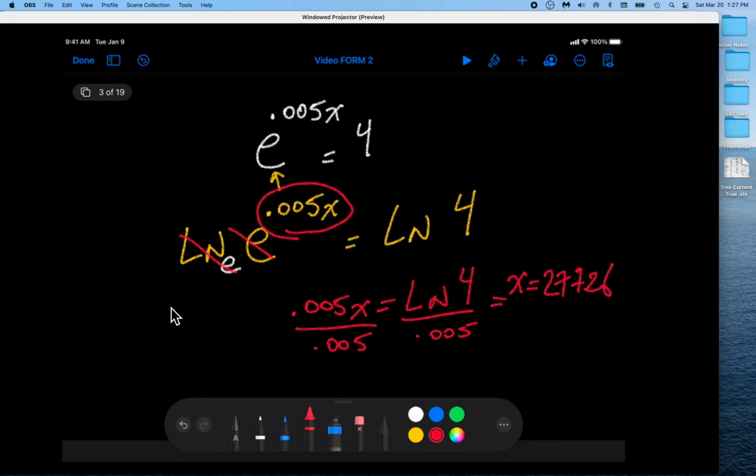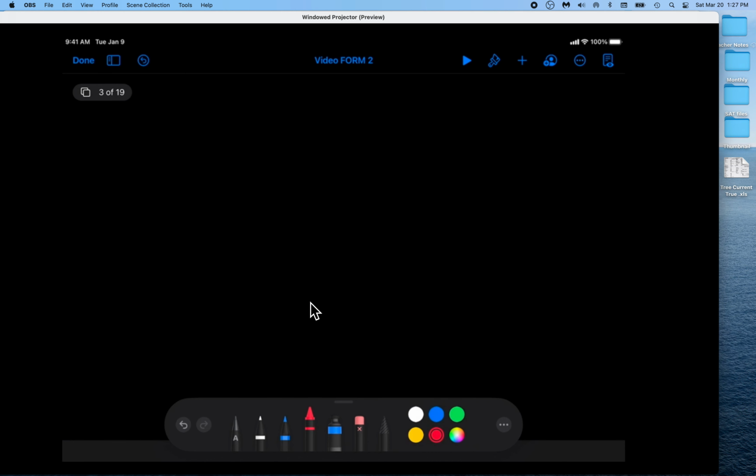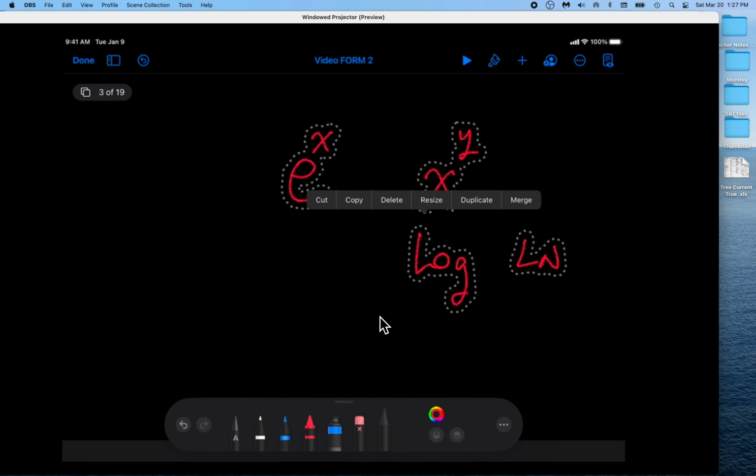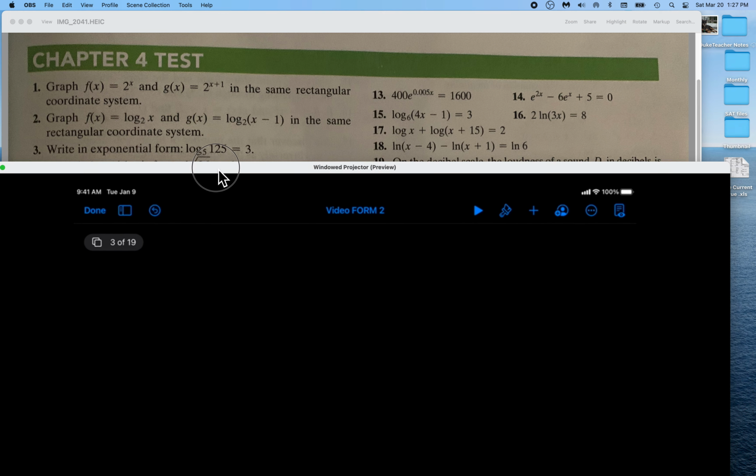You should try to punch a few of these examples in the calculator just to get used to doing the calculator correctly. In the calculator, you're going to use e to the x. You're going to use the x to the y button to raise things to an exponent. Of course, you're going to use the log and the ln button. Make sure you try a few of these examples on your own to make sure that you get the same answer that I do here on the video.